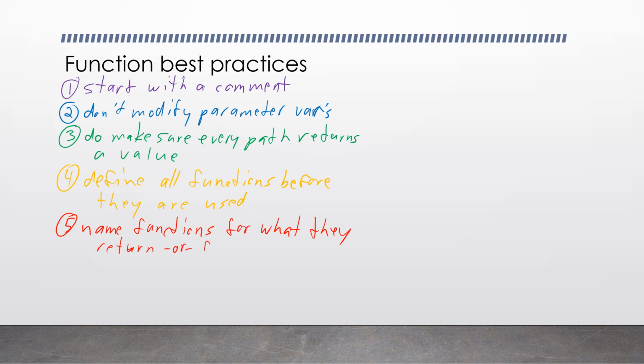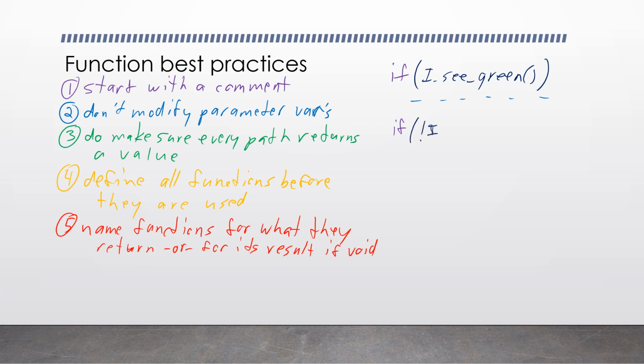Or for its result, if it's a void function. So you might name it go forward, and so the reason is that way your code can have statements like if I see green, do whatever you need to do. Or it can say if not I see green, then you call the function stop motion, and you can tell from reading this code exactly what's going to happen.